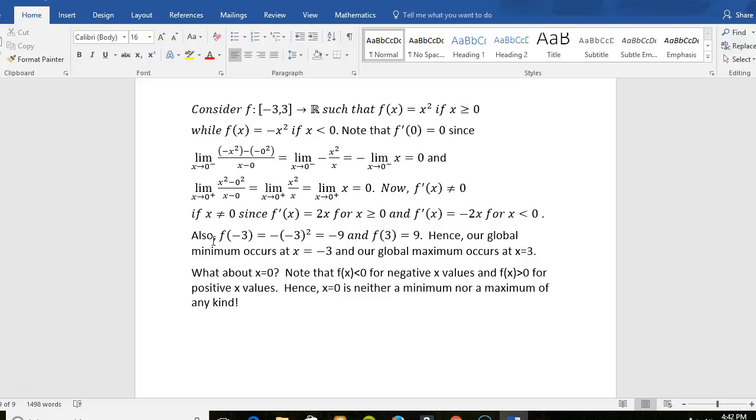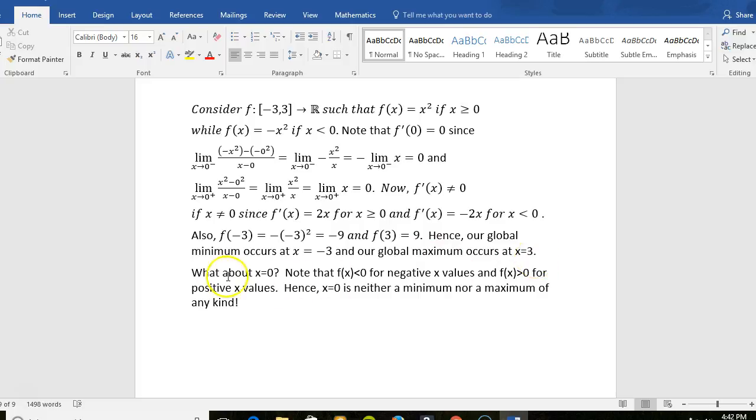So basically the only place we can have local extrema is x equals 0, and f prime of 0 is 0 by the limits that we pushed here. The one-sided limits do exist, they agree, they equal 0. So our derivative is 0. Okay. Or the difference quotient limits, that is. Also, f of -3 is -9, f of 3 is 9. So our global minimum occurs at -3. Our global maximum occurs at 3.